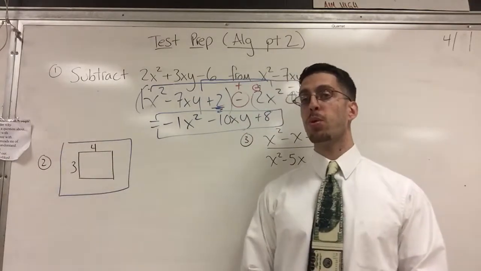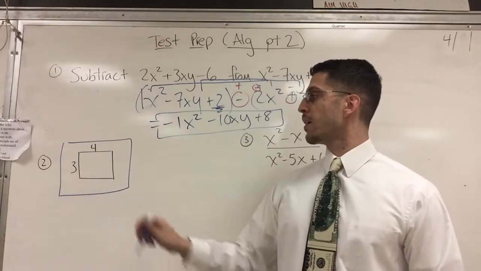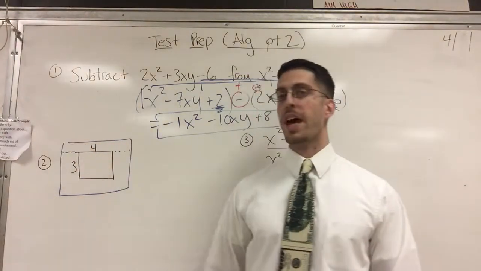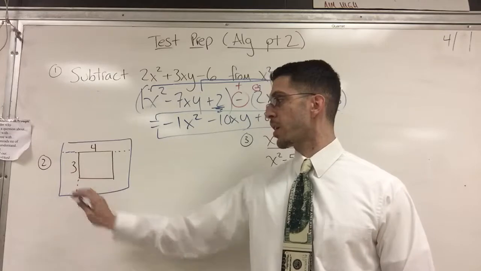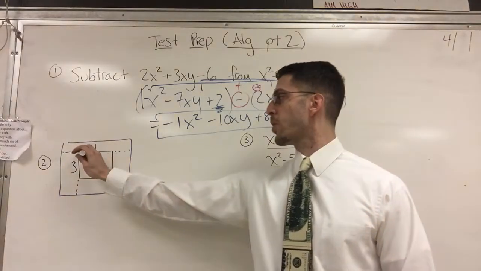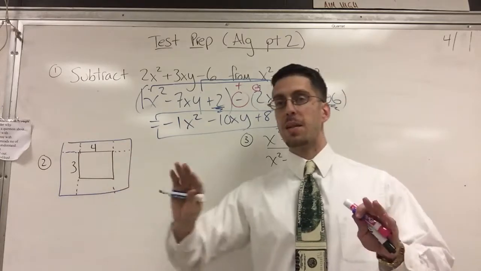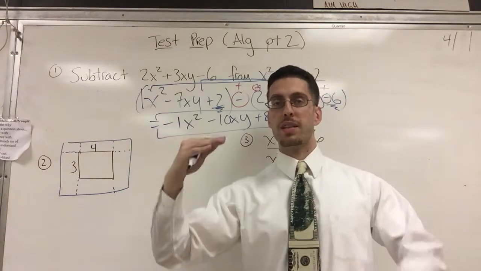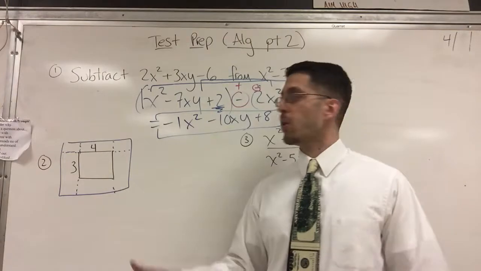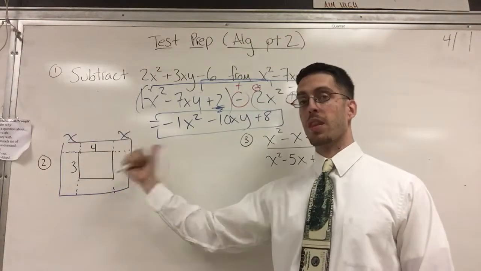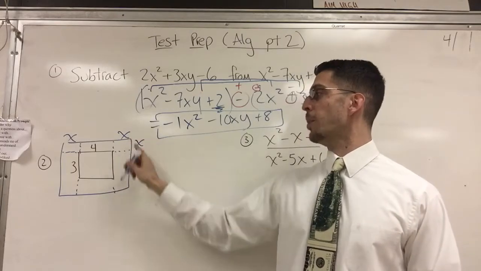Now I bordered the pool, and I added a distance going this way, and I also added a distance going that way, and going this way, and going this way. So basically, I added the same distance on the right, on the left, up and down. What distance? I don't know. I'm going to call it x. I added x going that way, this way, up, and down.